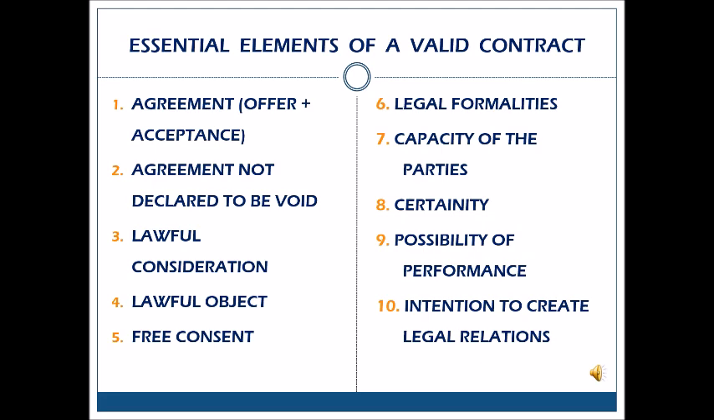The second point is agreement not declared to be void. There are certain agreements which the court of law declares to be either illegal or void. Certain agreements are prohibited by the Indian Penal Code, that is the IPC, for example a threat to commit murder, which are opposed to public policy and which are illegal in nature. Such agreements are declared to be void in the beginning.